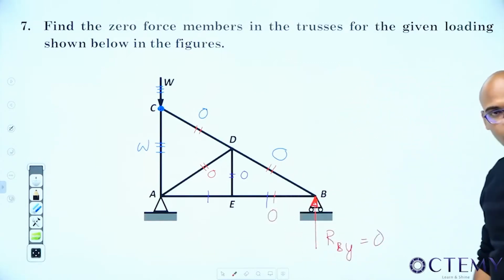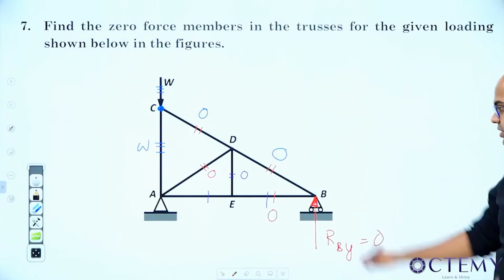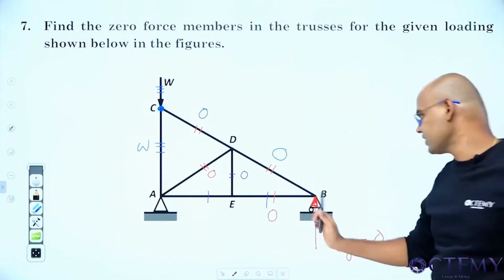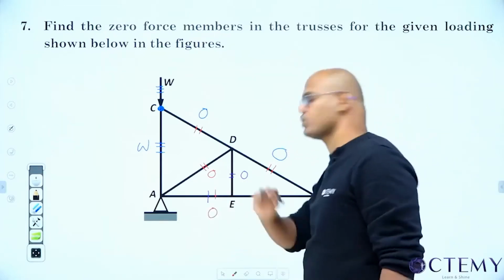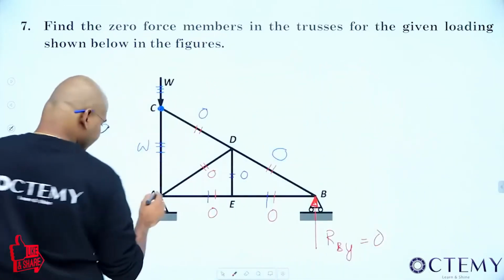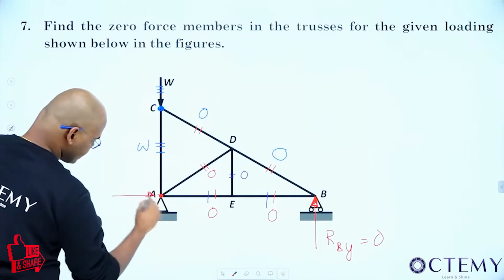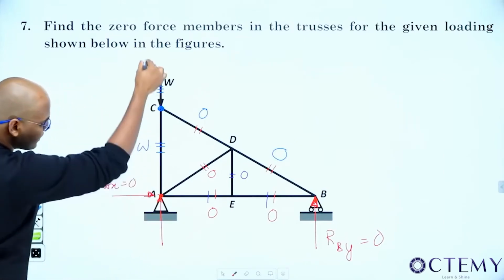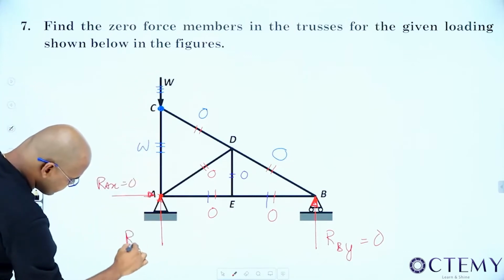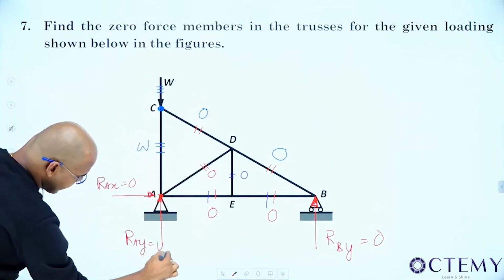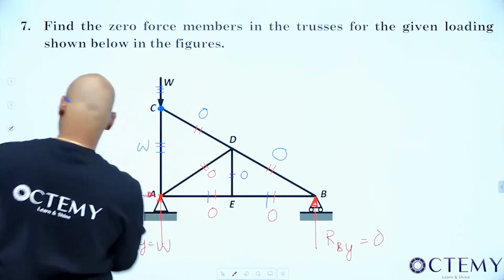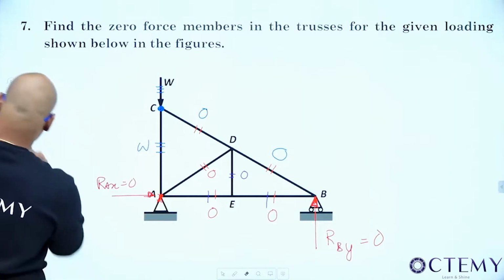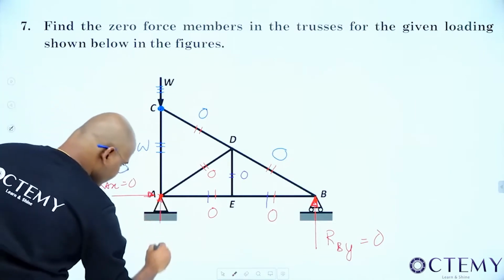Three forces are there, coplanar concurrent forces. If any one of them is 0, and they are not in line, the remaining two are 0. If this is 0, this is also 0. Not only that, if you go for the support reactions, even RAX is 0. The load will go straight to support A, and RAY is equal to W.